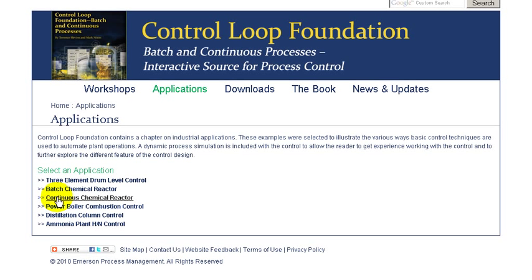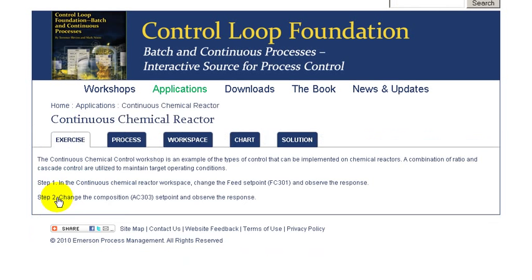Welcome to the Continuous Chemical Reactor workshop. In this workshop, we'll have an opportunity to examine typical controls that are applied to such a reactor and to look at how cascade and ratio control are used to achieve operating targets. In the first step of the workshop, we'll change the throughput and examine the behavior of the controls under this condition. In the second part of the exercise, we'll change the target composition to see its impact upon the control.